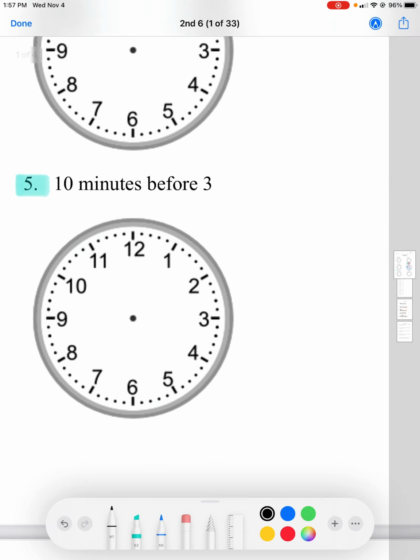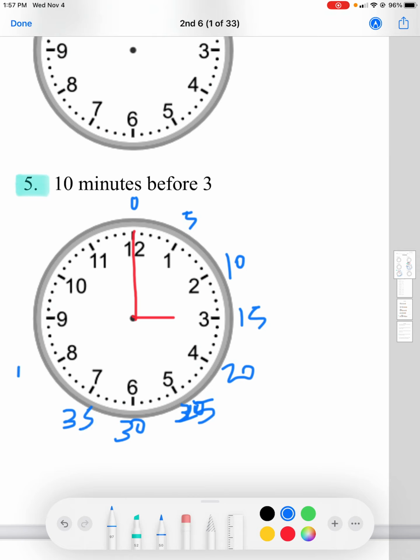Now let's do number 5. It says 10 minutes before 3. So first let's draw 3 o'clock here. This is 3 o'clock. So now 10 minutes before that, let's work backwards. Remember, this is 0, 5, 10, 15, 20, 25, 30, 35, 40, 45, 50, and then 55, right?